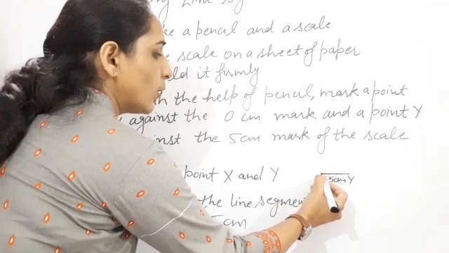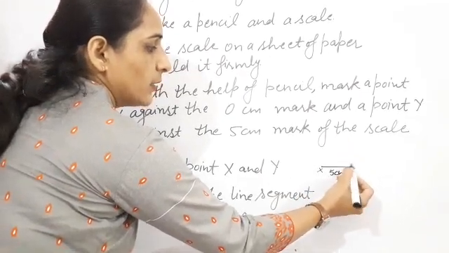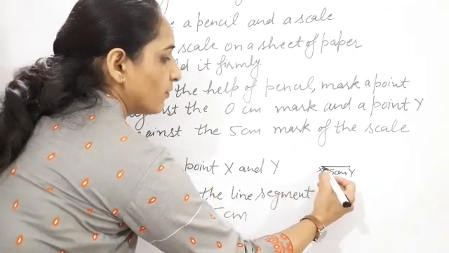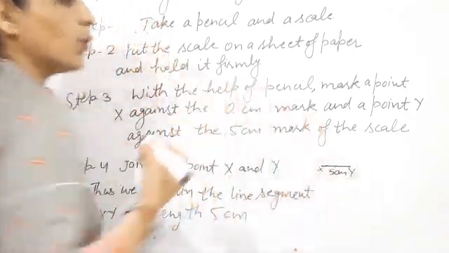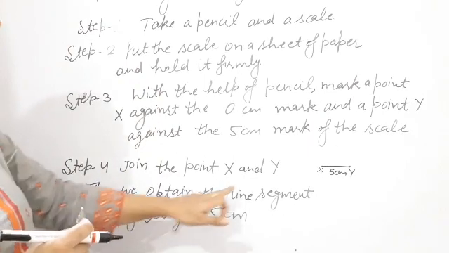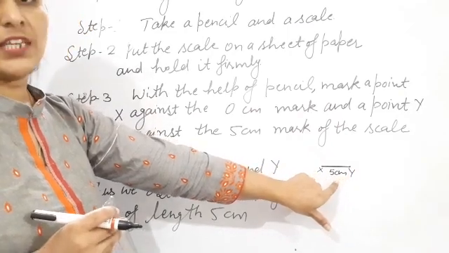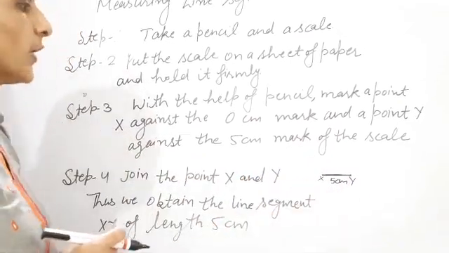In this way, now join the points X and Y. Here we take one point at 0 centimeter and here we take the point at 5 centimeter. After that, join both. In this way, we obtain the line segment XY, which has a length of 5 centimeter. Clear all of you? How we draw?